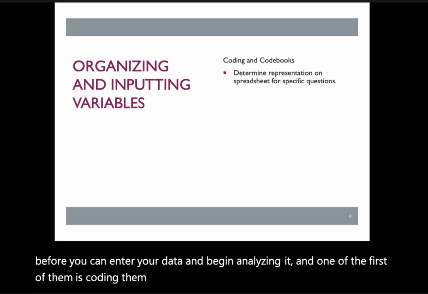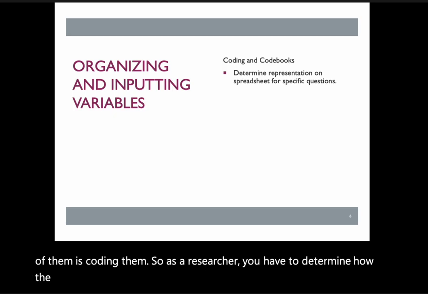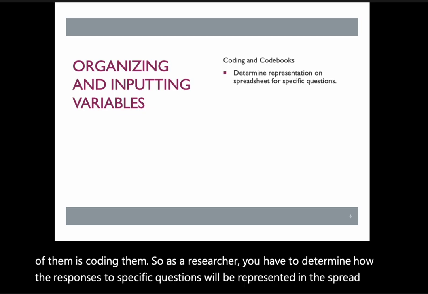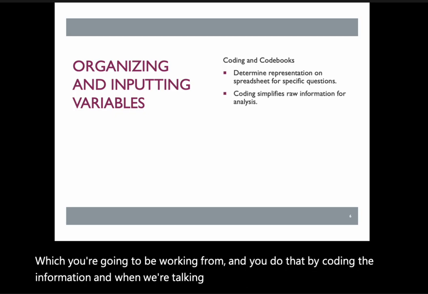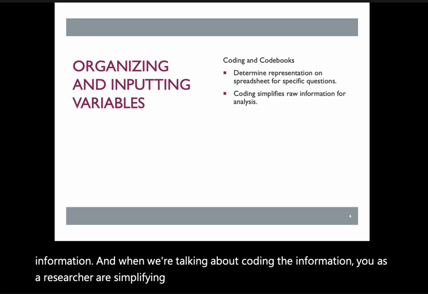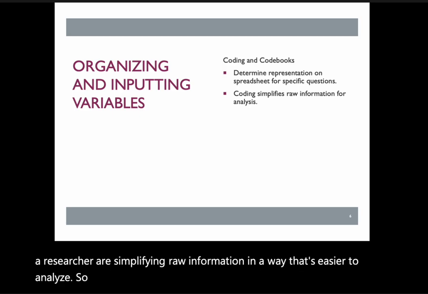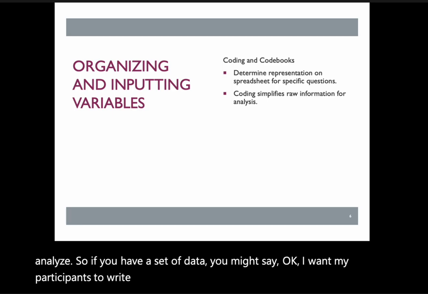So as a researcher, you have to determine how the responses to specific questions will be represented in the spreadsheet that you're going to be working from. And you do that by coding the information. And when we're talking about coding the information, you as a researcher are simplifying raw information in a way that's easier to analyze. So if you have a set of data, you might say, okay, I want my participants to write in their sex assigned at birth.